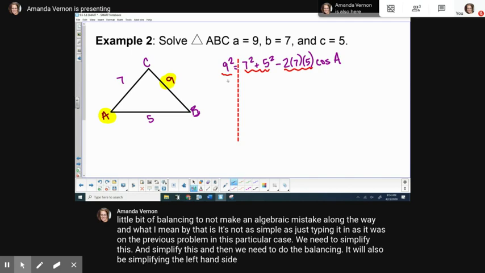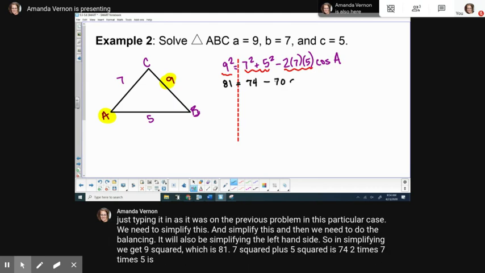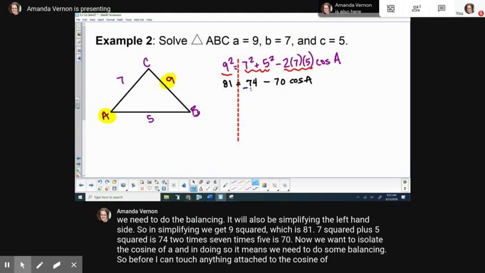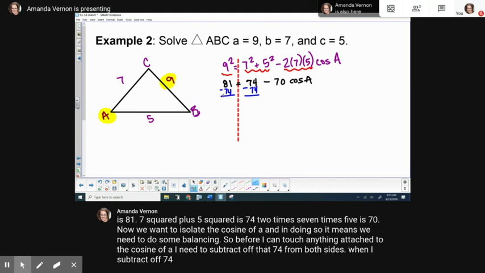So in simplifying, we get 9 squared, which is 81. 7 squared plus 5 squared is 74. 2 times 7 times 5 is 70. Now, we want to isolate the cosine of A, and in doing so, it means we need to do some balancing. So before I can touch anything attached to the cosine of A, I need to subtract off that 74 from both sides. When I subtract off 74, I get 7.